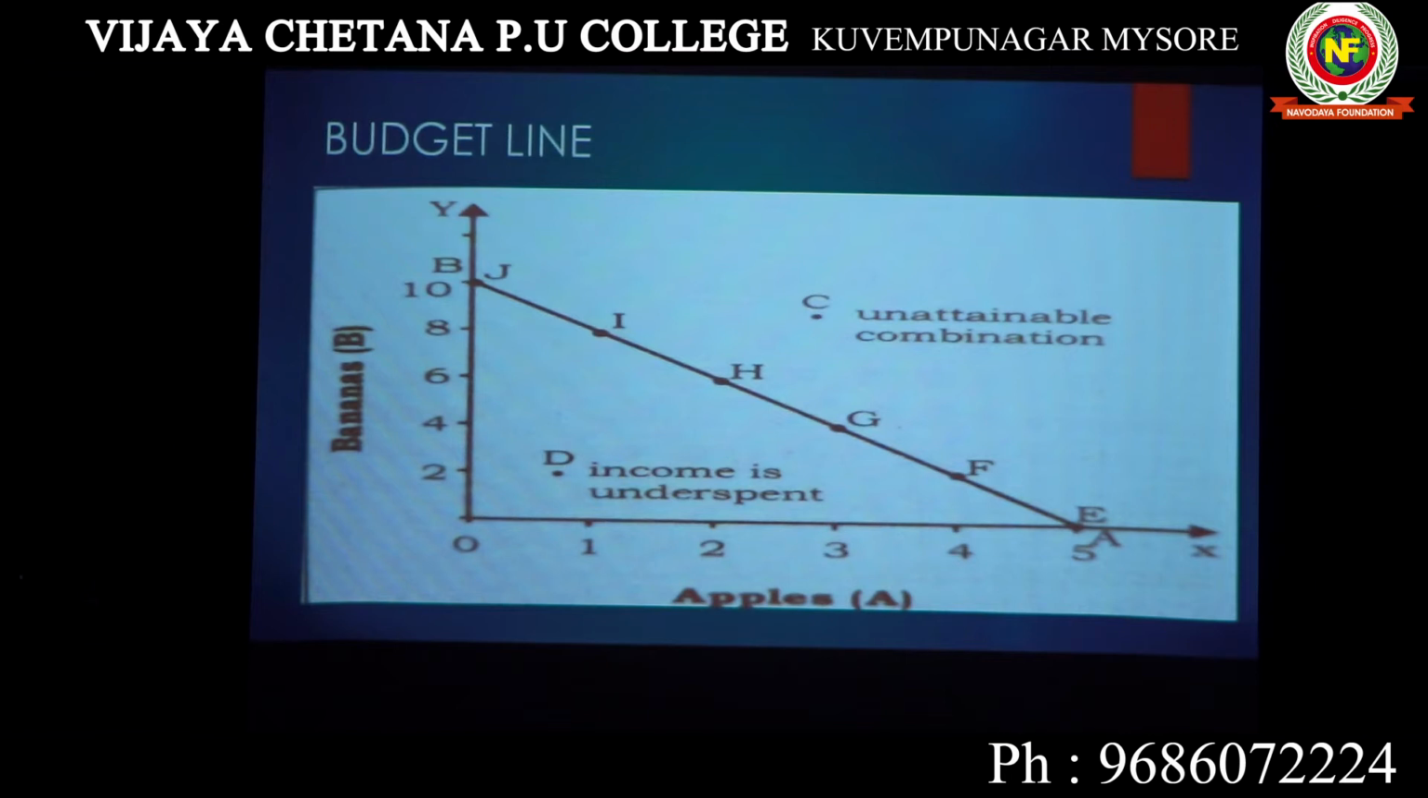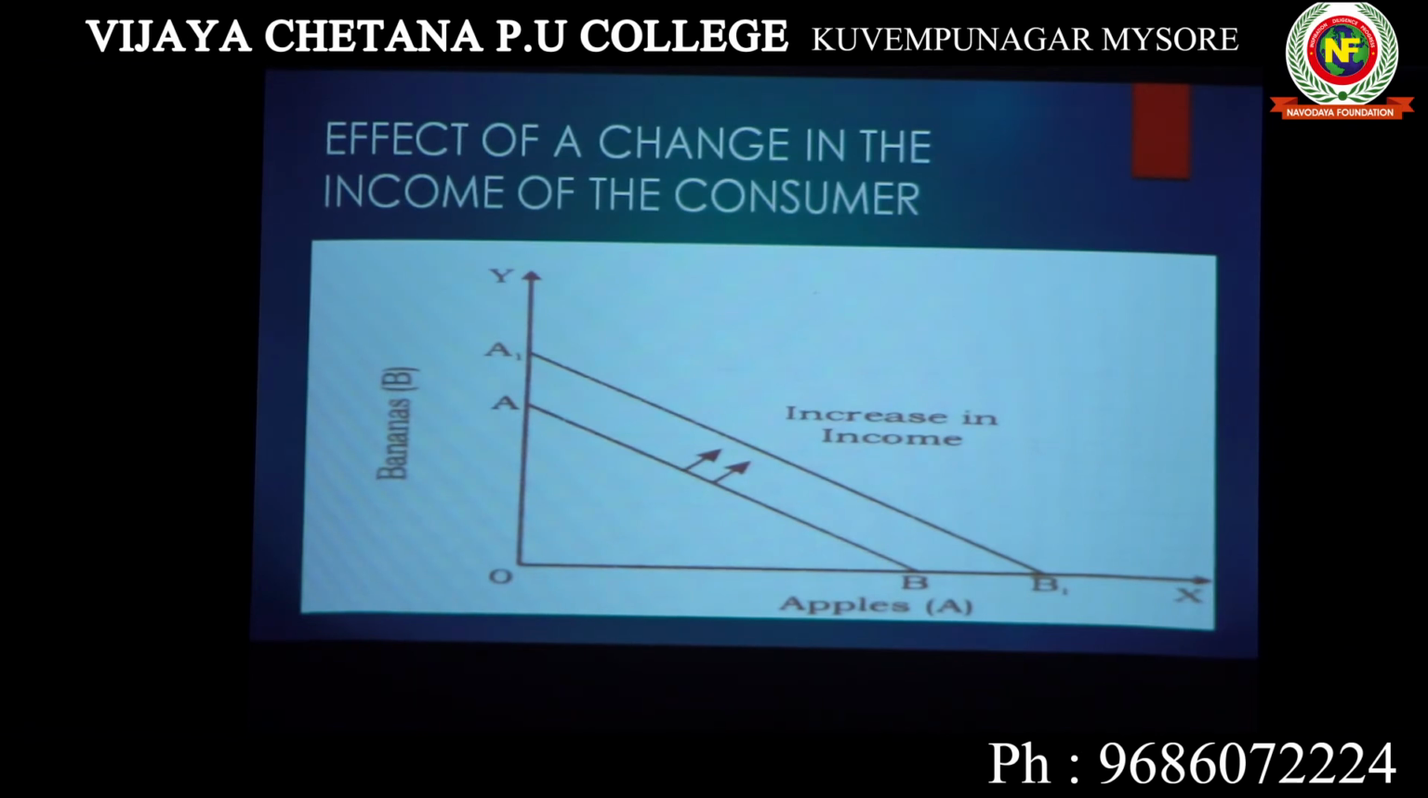So in these two slides we have understood what is budget line, what is budget set, what is opportunity set. Next we go for the effect of a change in the income of the consumer. This is budget line AB. This is A dash B dash. These two are budget lines. Why has the budget line moved towards the right?